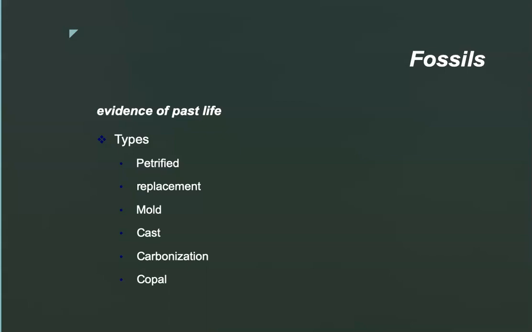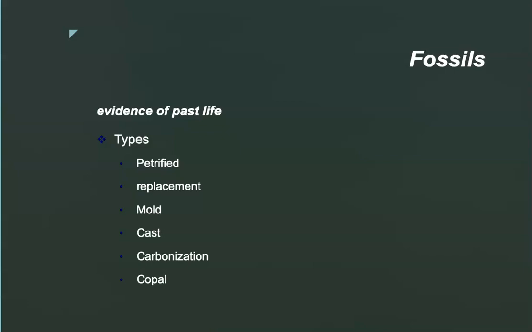Today we're talking about fossils, more specifically fossilization, or the process of how an organism becomes a fossil. First off, let's decide what a fossil is. The strict definition of a fossil is any evidence of past life: a footprint, a hair, the impression of a seashell, an actual seashell. All of these are considered fossils.